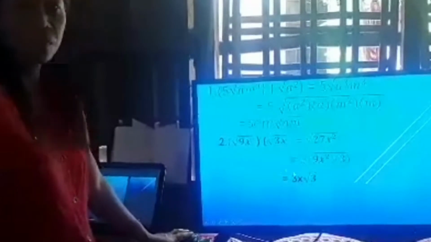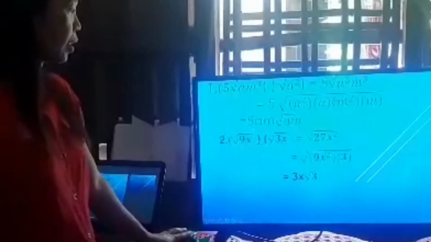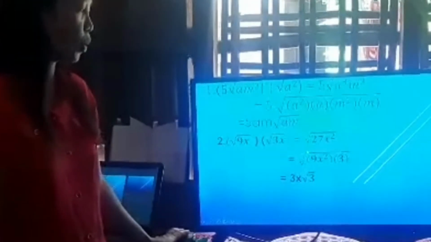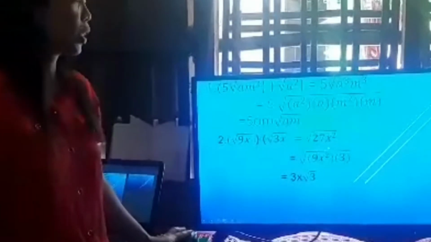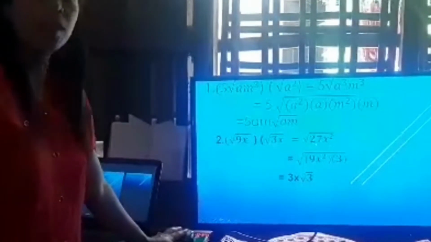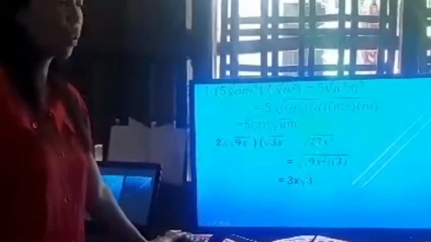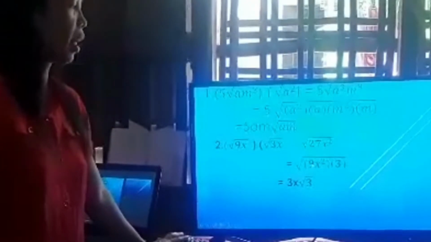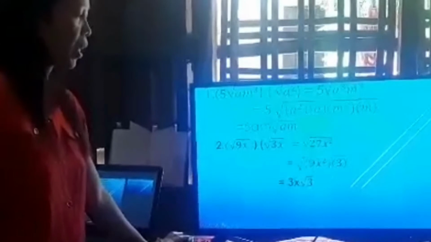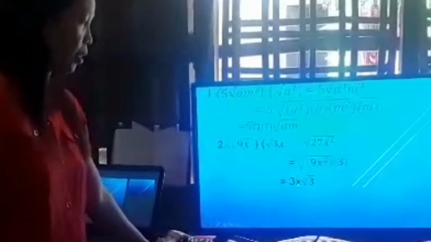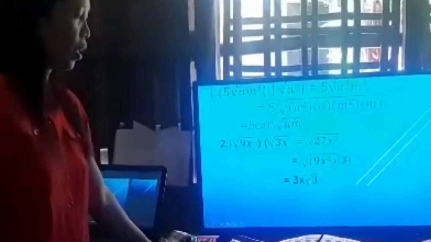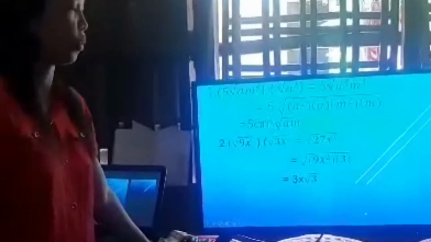Another problem. The square root of 9x times the square root of 3x is equal to the square root of 27x squared. So we are going to factor 27, which has a perfect square factor, 9 times 3. So we have the square root of 9x squared is equal to 3x, the square root of x squared is equal to x, and the square root of 3. So we have the final answer, 3x square root of 3.